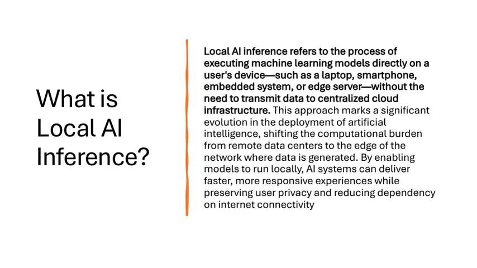By enabling models to run locally, we can achieve faster and more responsive AI experiences. This means less lag and smoother interactions. Plus, it helps protect user privacy because sensitive data stays on the device rather than being transmitted elsewhere. And it reduces our dependency on internet connectivity, which is especially important in areas with limited or unreliable internet access. Overall, local AI inference is a key step toward making AI more efficient, private, and accessible across a wide range of devices and situations, aligning perfectly with our goal of bringing smarter, faster AI to everyday life.